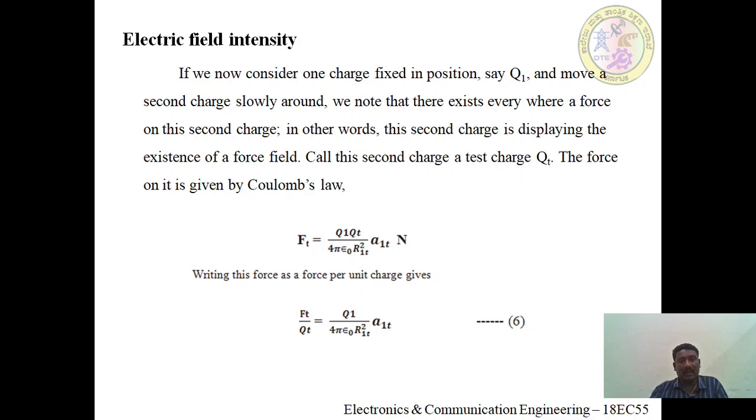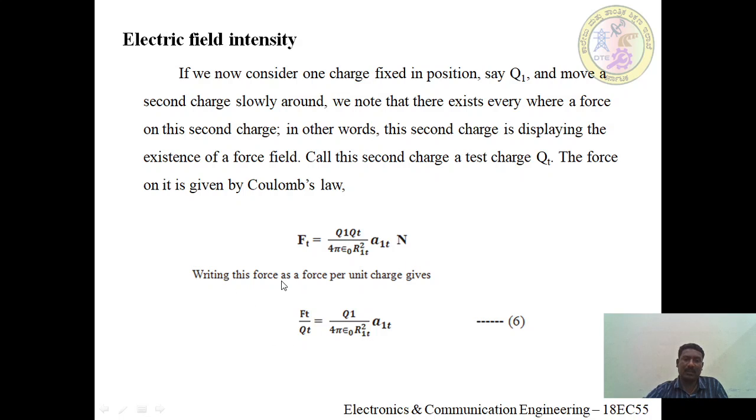Therefore, by Coulomb's law, you can write the test force, F suffix T, the force due to the test charge on Q1, as F is equal to Q1 into Qt divided by 4 pi epsilon naught R squared into A1T, where Qt is the test charge and A1T is a unit vector from the test charge to the charge Q1, in newtons.